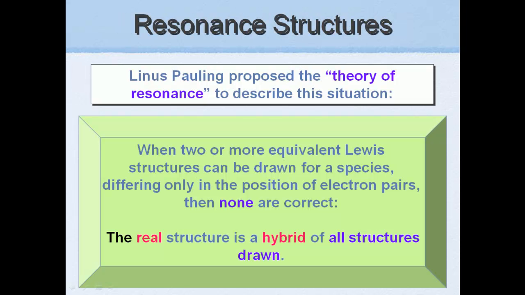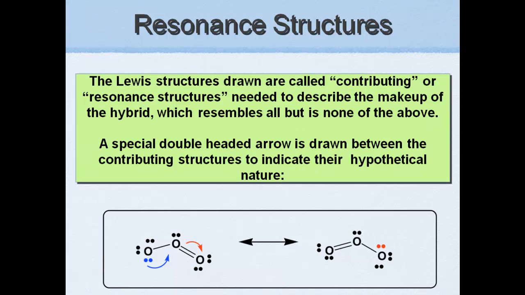Linus Pauling proposed the theory of resonance to describe the situation. In his theory, he stated that when 2 or more equivalent Lewis structures can be drawn, differing only in the position of electron pairs, then none of the Lewis structures are correct. Instead, the real structure is a hybrid of all structures drawn. The Lewis structures drawn are called contributing or resonant structures, needed to describe the makeup of the hybrid, which resembles all but is none of the above.